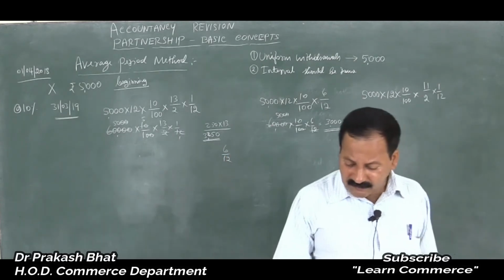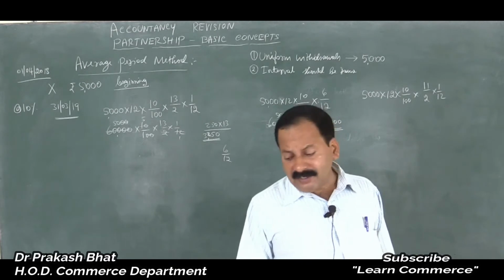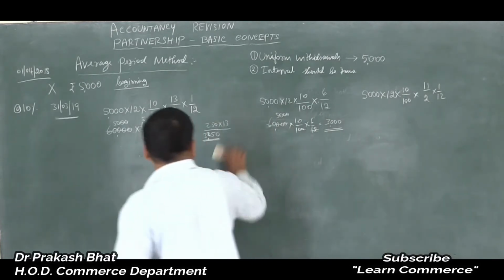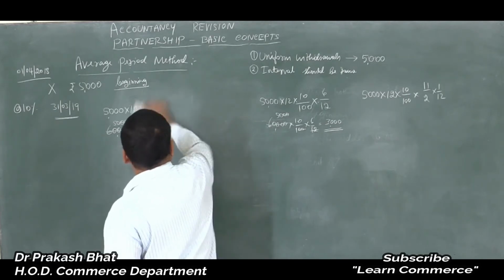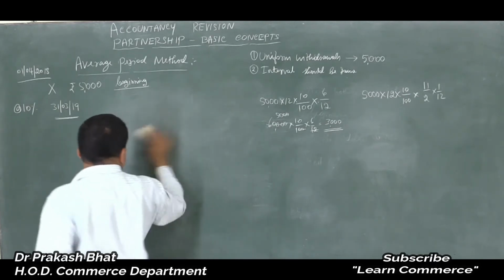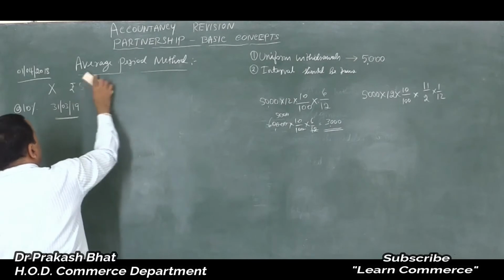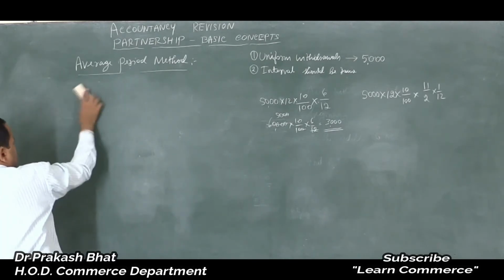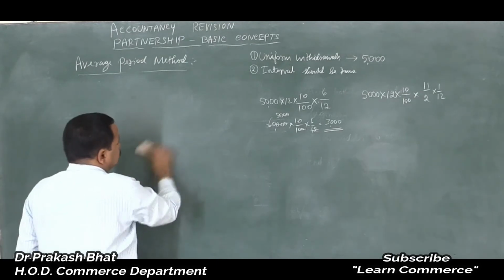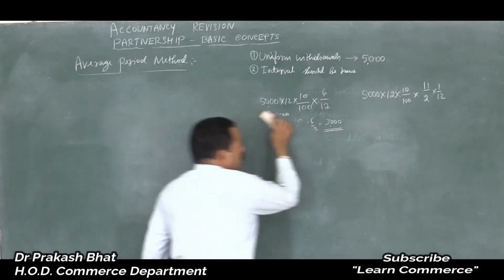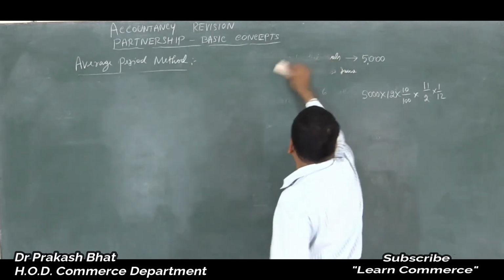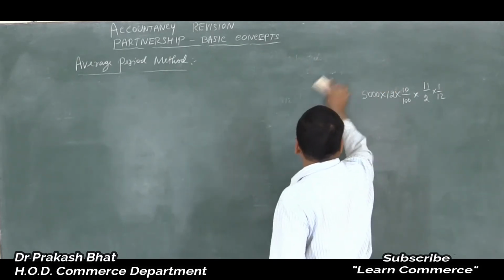Next part is if it is quarterly withdrawal, if the withdrawals were made in each quarter. What do you mean by a quarter? Quarter means a period of 3 months, isn't it? Once in 3 months, if withdrawals are made, not every month, then what will happen?